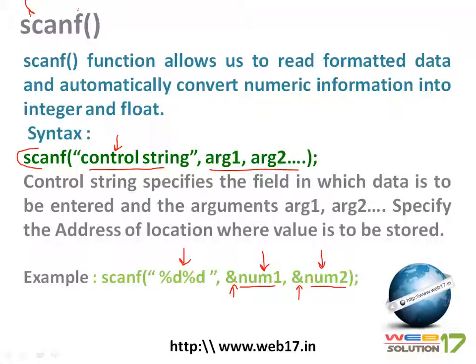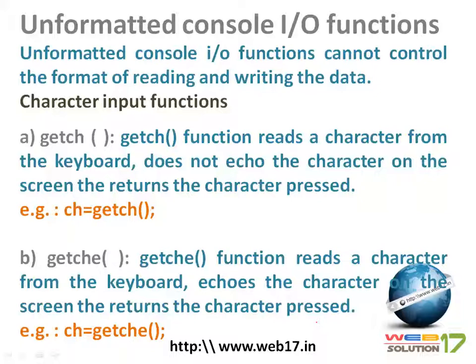Now we are looking at unformatted console functions. Unformatted console functions cannot control the format of reading and writing data. For character input functions, we have getch, getche, and getchar. The getch function reads only a single character from the keyboard and does not echo the character. Does not echo means we cannot see the character which we have entered on the screen; it returns the character, as with a password.